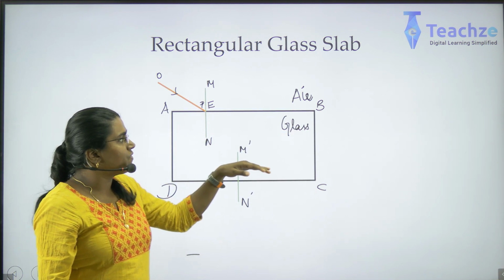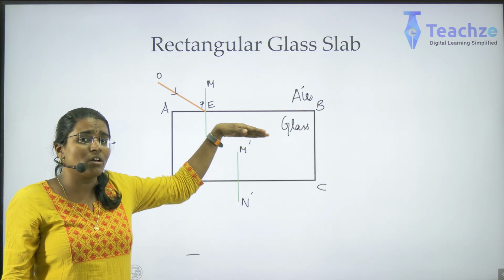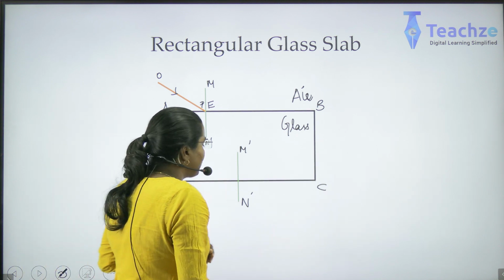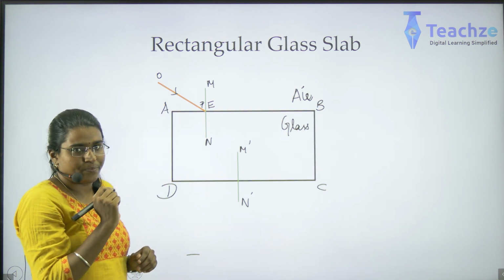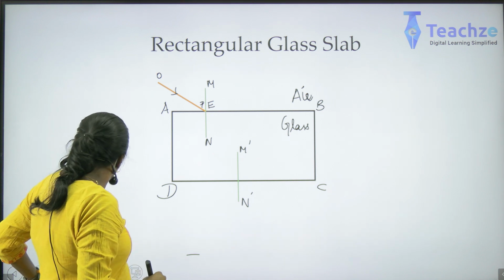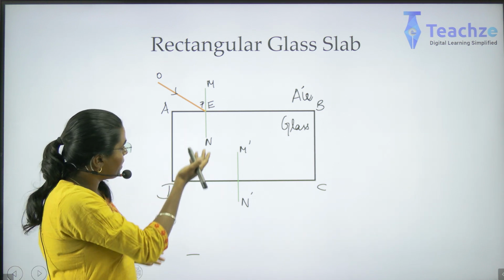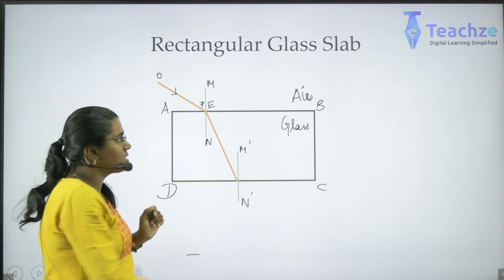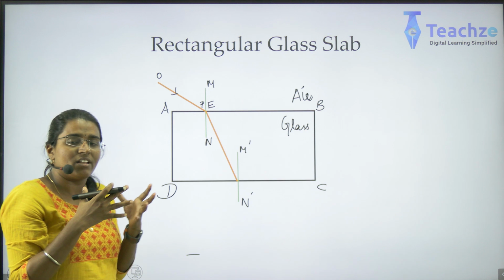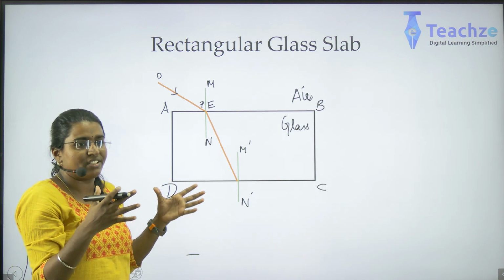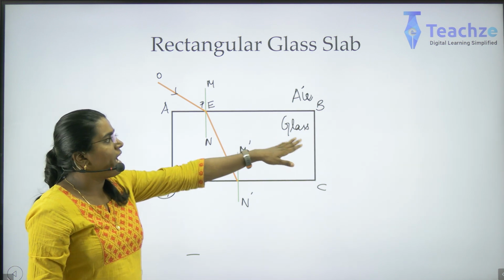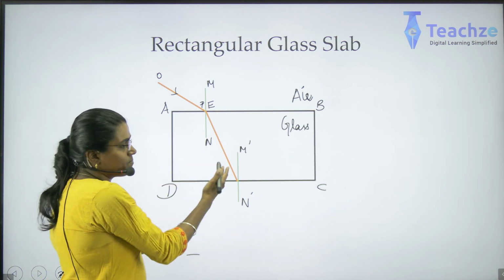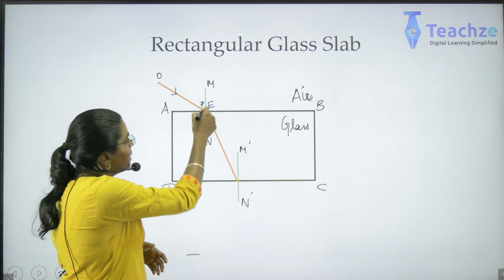So it moves from air to glass. Is glass denser or rarer than the air? Glass is denser than air. So when the light passes from this rarer medium to the denser medium, wherever it is lower refractive index, it is a rarer medium, and higher refractive index is a denser medium. It bends. Refraction happens.